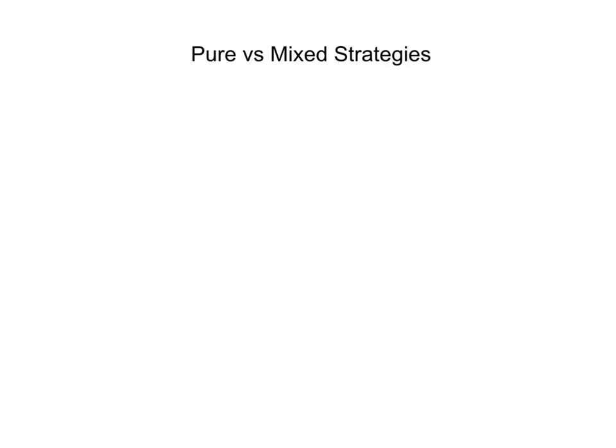So let's consider a game with I players. Each player can play a strategy S_i. So S_i is the strategy actually played by player I, and it's an element of the set of strategies available to player I.